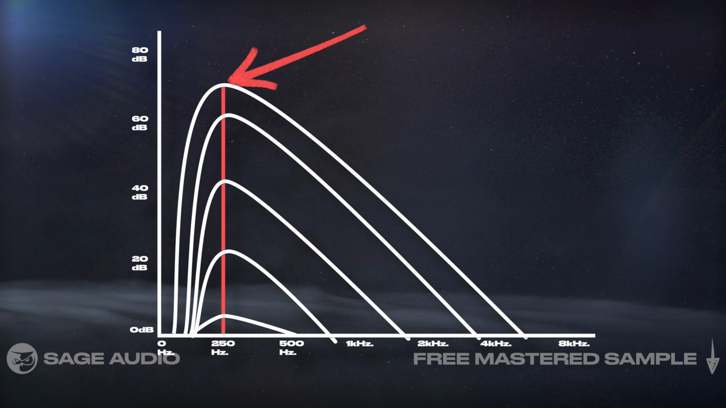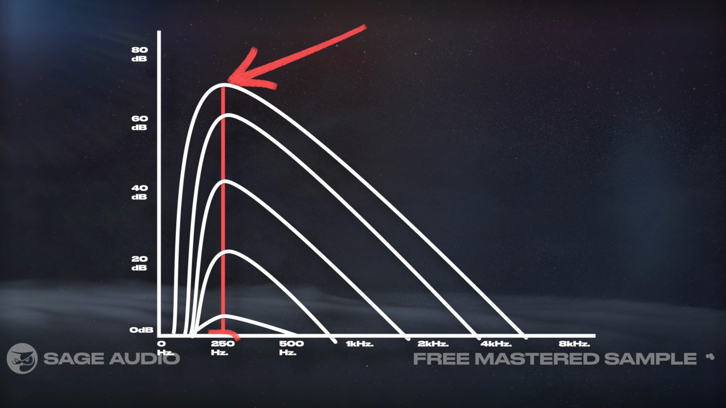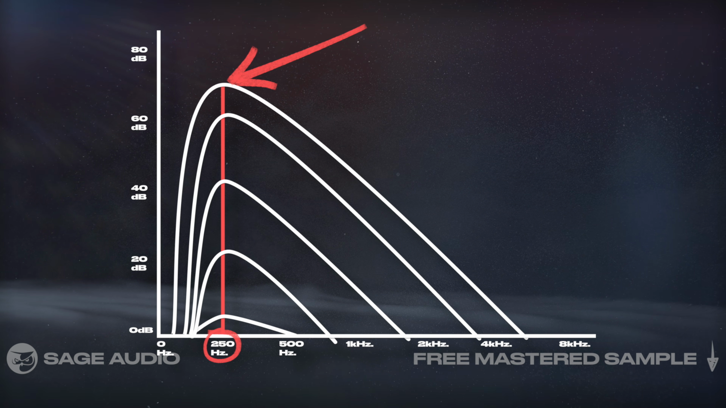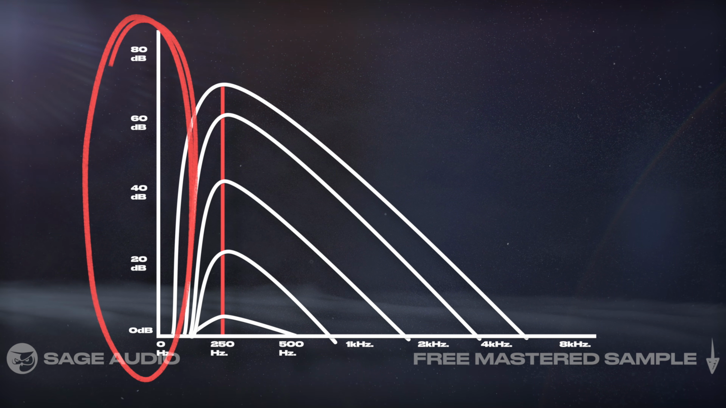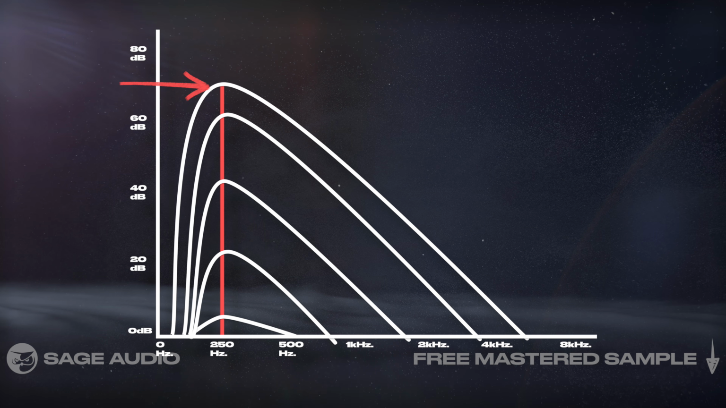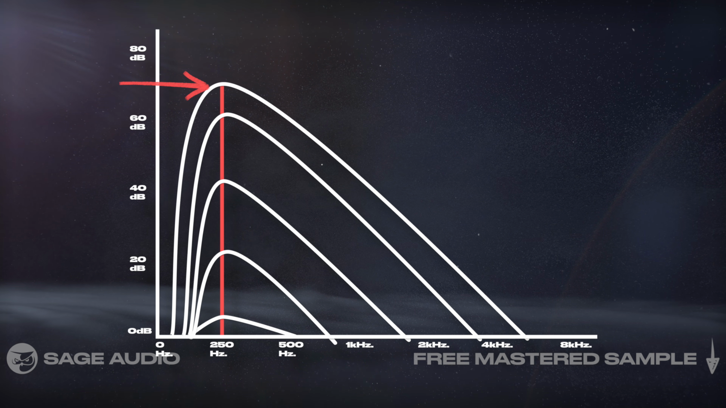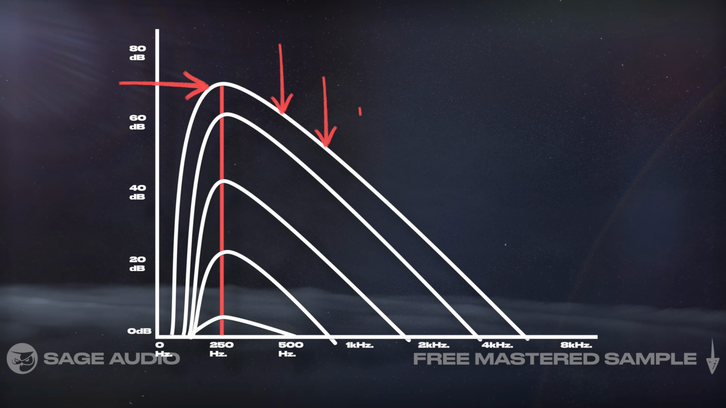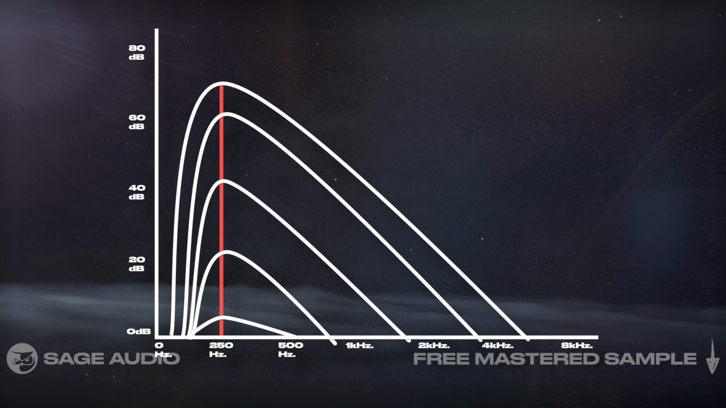So the red bar represents a sine wave, which if we observe the x-axis, we'll notice it's at 250 Hz, while the y-axis shows the amplitude of the sine wave. Combining the y-axis with the white curved lines will show how much masking occurs to various frequencies. It's a little convoluted, but I'll explain it in better detail with some examples.